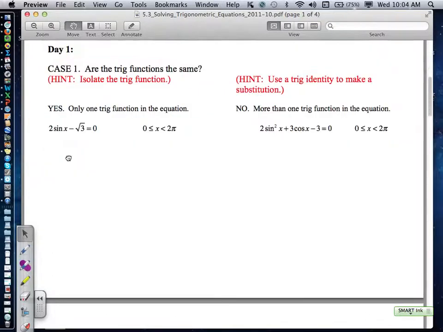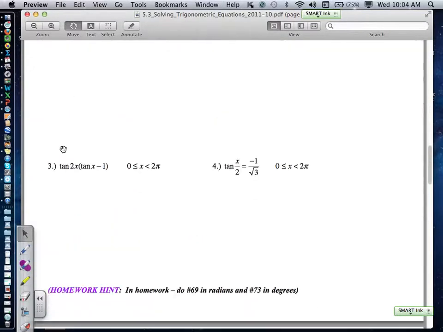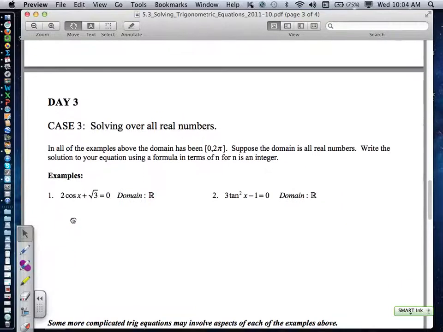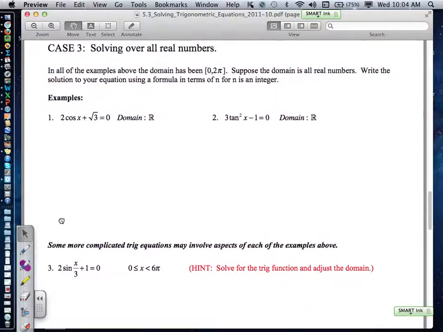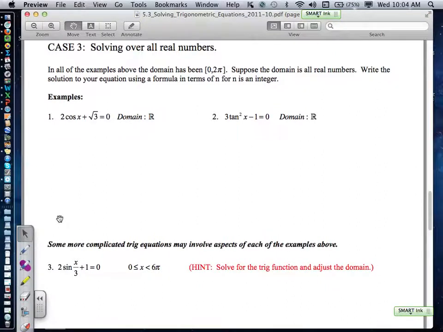So here were our day 1, day 2. I'm just going to scroll through this. Let's get to solving equations over the real numbers. In the first example, we have 2 cosine x plus root 3 equals 0. The domain is all real numbers. If I was going to solve that, I'm going to isolate the variable, isolate cosine x. That's equal to negative root 3 over 2.